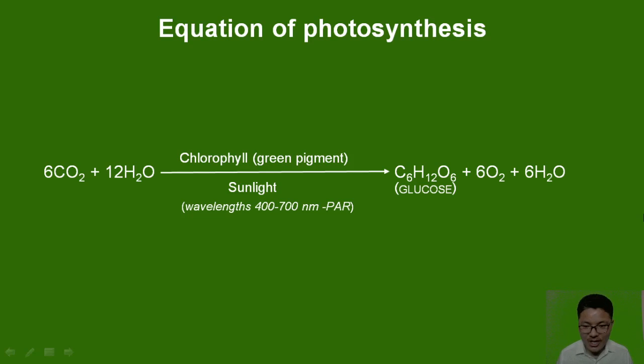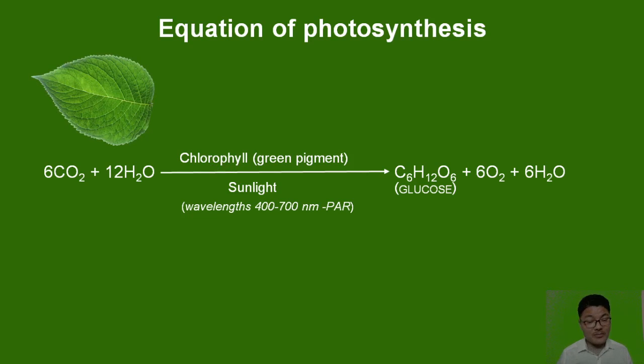Now with this equation of photosynthesis, let us understand how photosynthesis occurs in green plants. Two main raw materials required for photosynthesis are carbon dioxide and water. And with the help of sunlight, there is production of glucose. Many glucose units will join together to form starch. And the byproducts are oxygen and water. And for absorbing sunlight, we require a green pigment called chlorophyll.